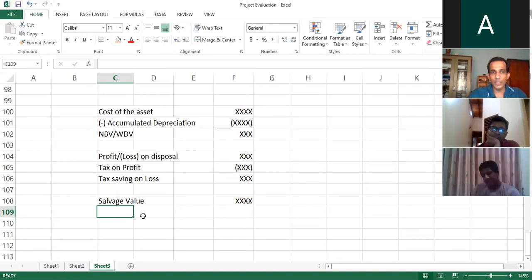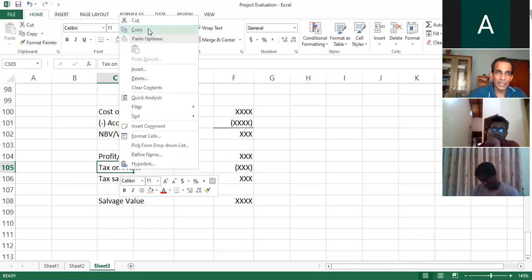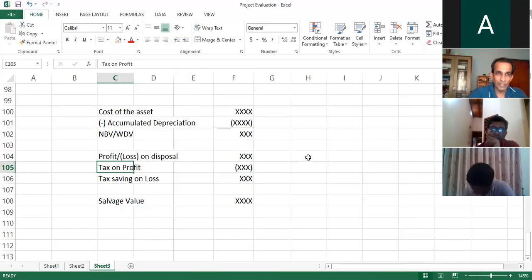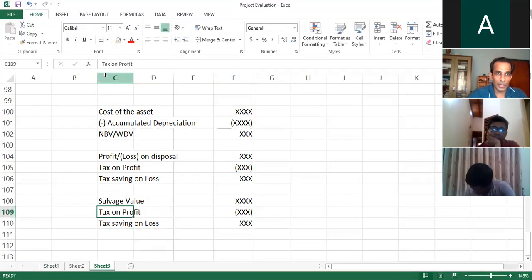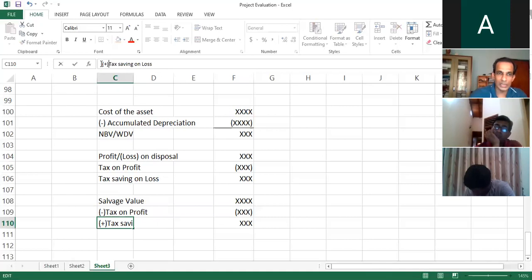Deduct. If there is a profit, we need to deduct the tax on profit. And if there is a loss, we need to add back the tax saving on loss. So if there is a profit, there will be a tax payment, so that should be deducted. But if there is a loss, there will be a tax saving that should be added to the salvage value. Then we get the after tax salvage value.